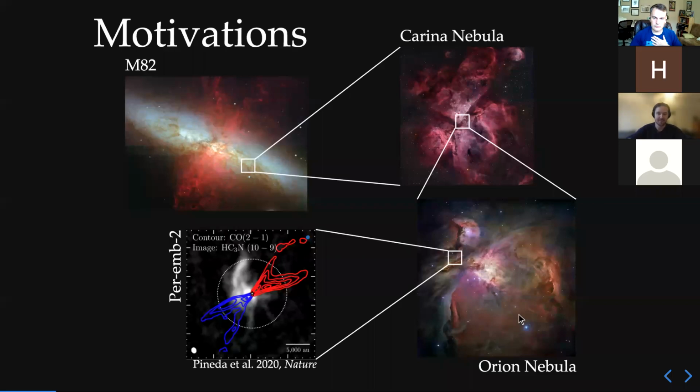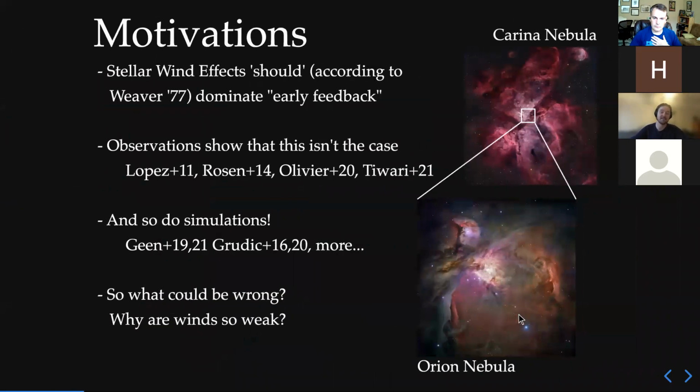And as my title suggests, I'm most interested in the stellar winds that come from these massive stars. So why should we care about stellar winds in particular? According to our classical theory of how stellar winds affect their surroundings, due to, among other papers, Weaver et al. 1977, they should dominate early feedback. The reason is that they can essentially build up so much energy that they can disperse clouds very, very efficiently.